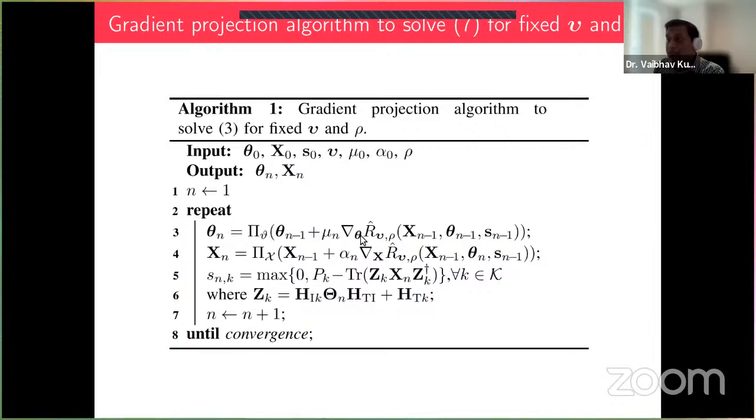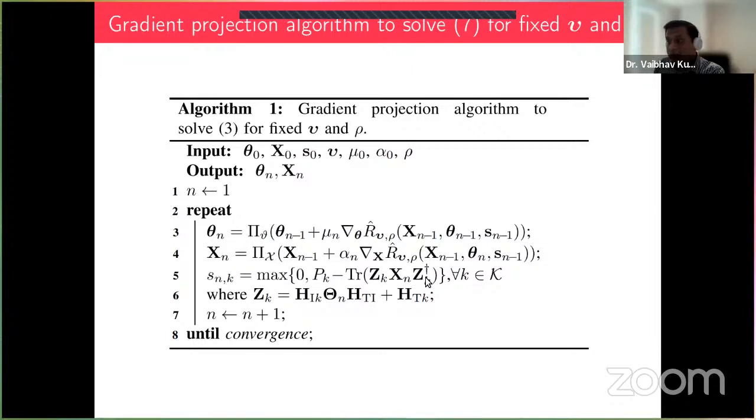So what we do is we take the gradient in line 3. You see, we take the gradient with respect to theta for R hat, multiply with the step size, and add to the previous theta. Once we are done with that, we project it onto the feasible set theta. We do the same step with a different step size and project it onto the feasible set of X.